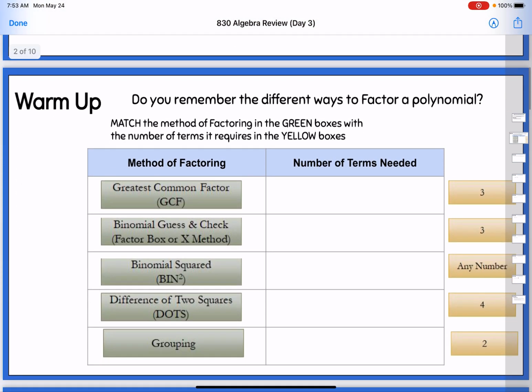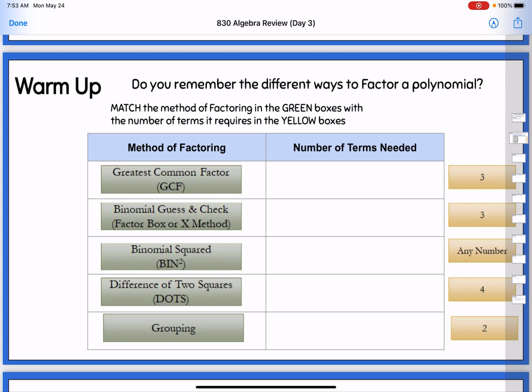Just to start off with, factoring is one of our methods for solving quadratic equations. As a warm-up, I have listed out the different methods for factoring, and I'm wondering if you remember how many terms your polynomial needs to have in order to use that method of factoring, and maybe remember what that looks like a little bit. See what you can do if you pause your video and put those numbers of terms, I've given you the choices over there in the yellow boxes, in the right spots to match up with that method of factoring. So the top method was greatest common factor, or GCF.